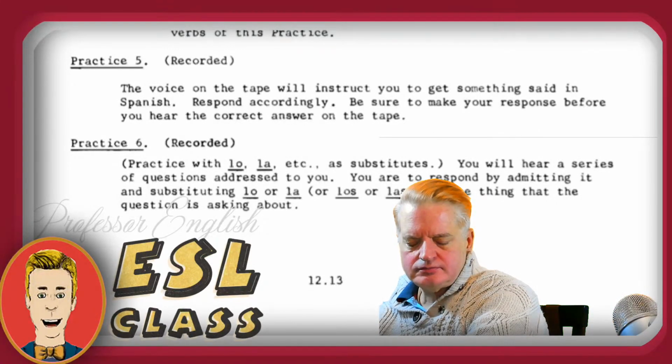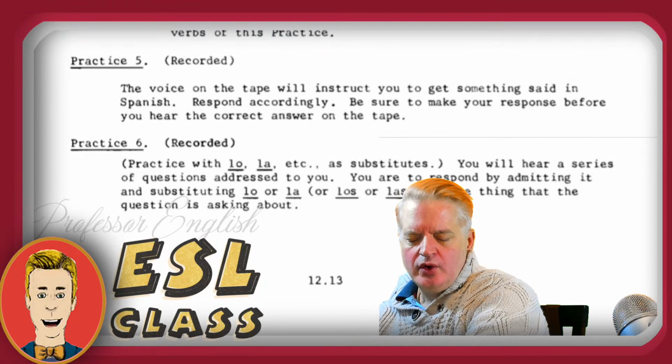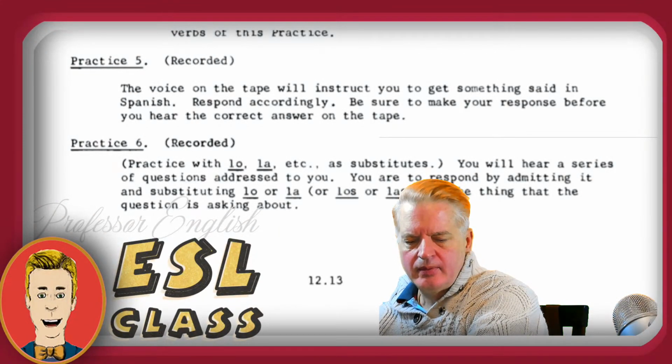Tell me that you wrote them, that is, the lessons. Las escribí. Number 33. Tell me that you wrote them, that is, the books. Los escribí.